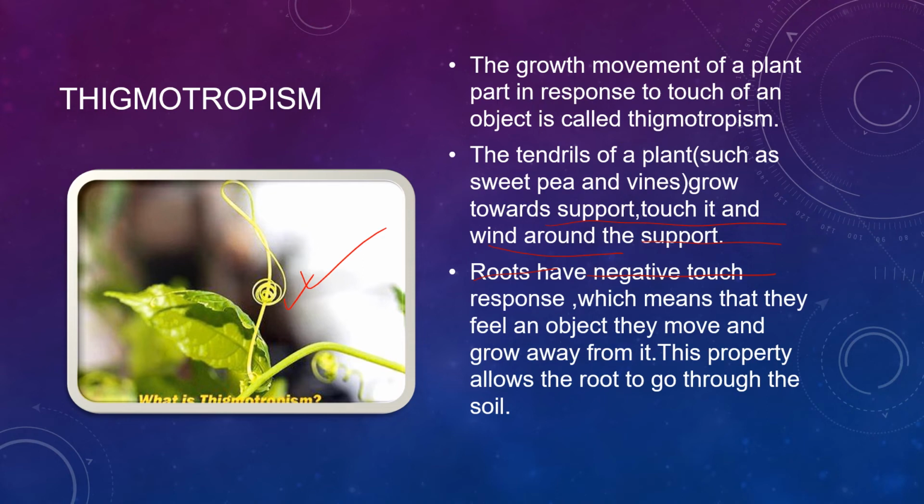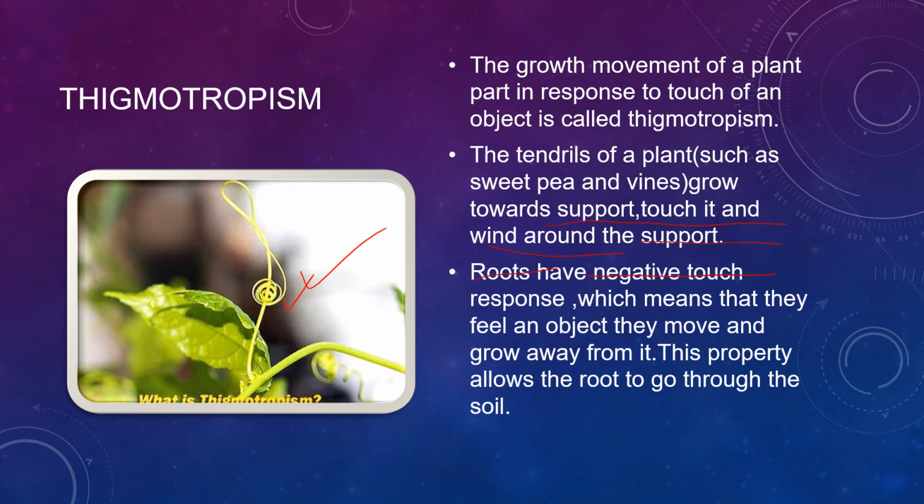So we can say that roots have a negative touch response, that is, whenever they feel an object, they grow away from it. This allows the root to grow through the soil with minimum resistance. The roots actually have a negative touch response. That is what it means: when they feel an object, they move away.